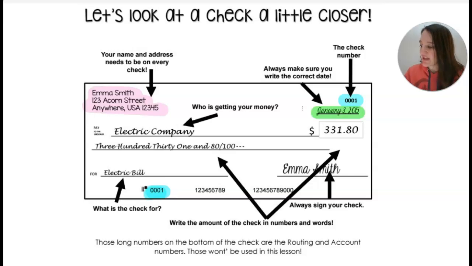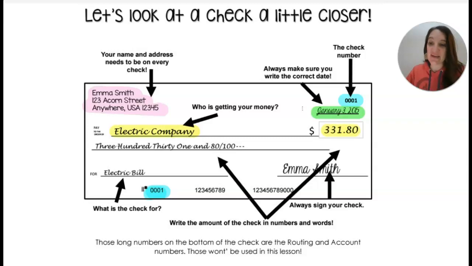Okay, then you will have, it says paid to the order of. That's just a fancy way of saying this money is going to. All right, so this money is going to the electric company. I have to pay my electricity so that I can have lights and a fridge and a microwave, right? So I have to pay the electric company every month for that. So I'm paying them. And then over here we have the amount that I am paying them.